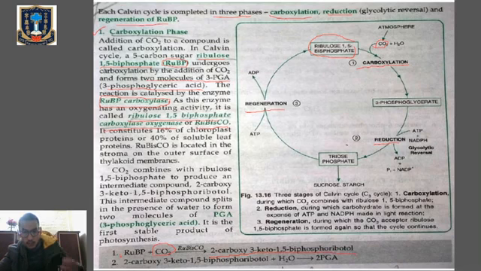Clear? Now this intermediate compound will split in the presence of a water molecule. Listen carefully. The intermediate compound, 2-carboxy-3-keto-1,5-bisphosphoarabinitol, will split in the presence of water to form 2 molecules of phosphoglyceric acid, which is the first product of carbon dioxide fixation in the C3 cycle. Clear? Okay. Now let's go to the second step, which is called the reduction.